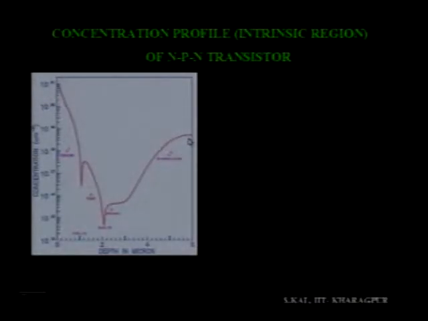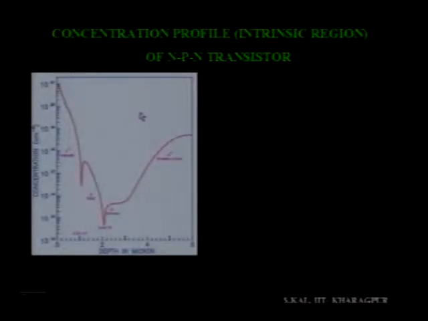Here the level is more than 5 into 10 to the power 18. Okay. So, this is the buried layer, a highly doped region. In the cross section of the intrinsic region, the emitter is of the order of 10 to the 21, the base peak concentration is about 5 into 10 to the power 17, and this is the epitaxy region, 5 into 10 to the power 15 or something like that, and after that it gradually increases. This is the buried layer.